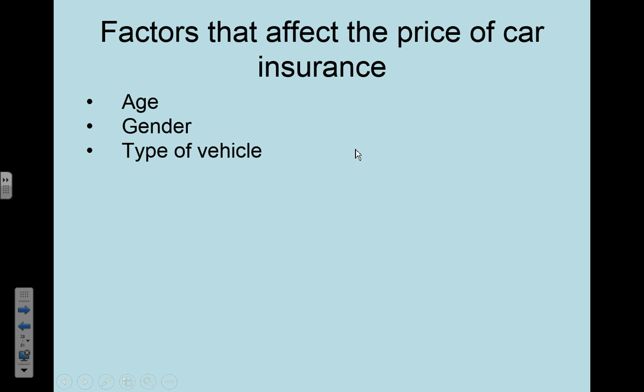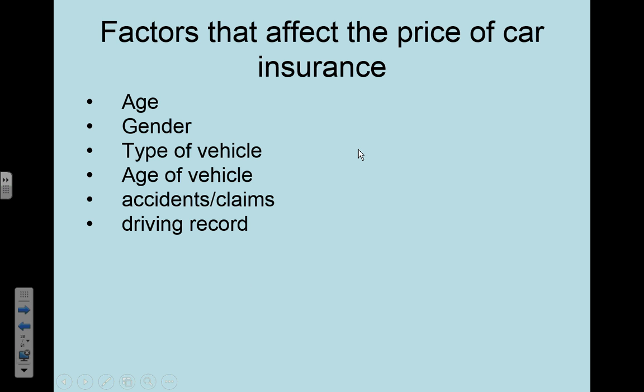Type of vehicle, not all vehicles are insured equally, so different types of vehicles are insured at different rates. Older vehicles are typically cheaper to insure when it comes to collision, not necessarily for liability. Accidents or claims, the more accidents you're in, the more claims that you make to your insurance company, they may raise the price of your insurance. If you have a good driving record, it's going to be cheaper. If you have a bad driving record, they're going to charge you more for car insurance.